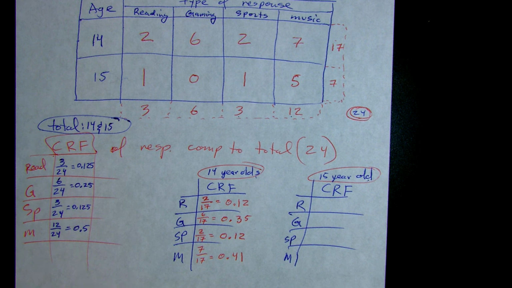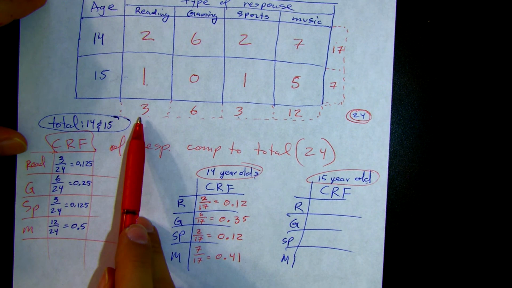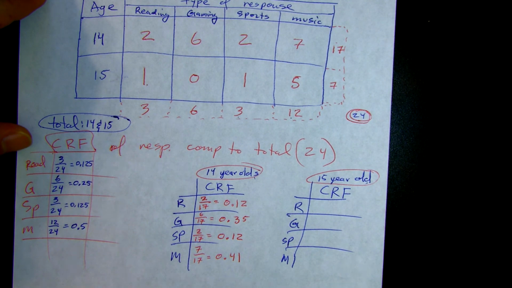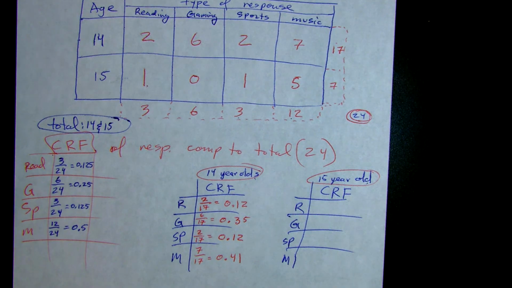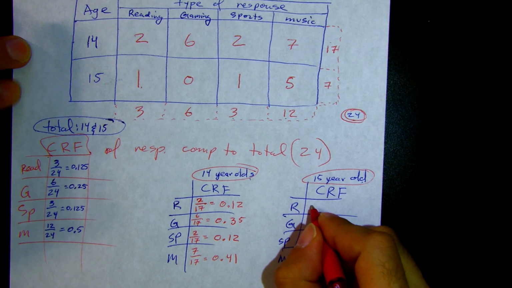So the CRF is just where you compare different totals. Okay, so we have joint frequency, just where they match, right? 15-year-olds like reading, that's joint frequency. 3 total like reading, that is a marginal frequency. And now we're looking at comparing joint and marginal frequencies to totals. That's what the CRF is.